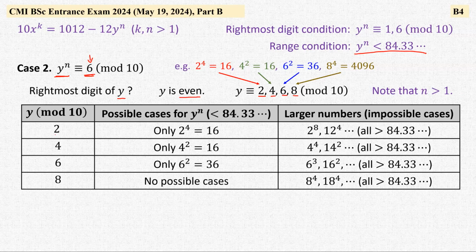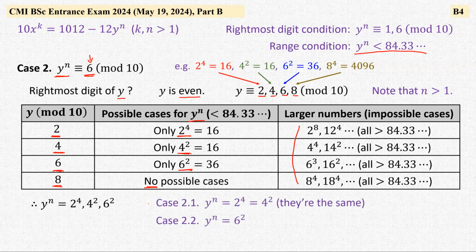When the rightmost digit of y is 2, the only possible case for y to the power of n is 2 to the power of 4, and when y ends with 4, then the only possible case is 4 squared, and when y ends with 6, the only possible case is 6 squared, and when y ends with 8, then there are no possible cases. To summarize, y to the power of n can only have values 2 to the power of 4, 4 squared, and 6 squared. Any other numbers that end with digit 6 are greater than 84.333, hence violating our range condition.